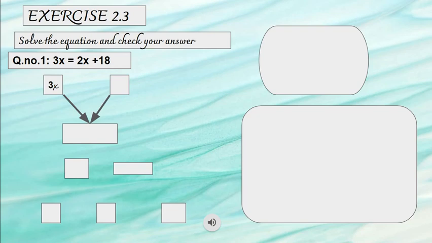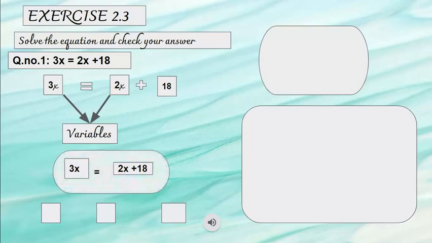Here, 3x and 2x both are variables. 3x is on the left side and 2x is on the right side. Now we have to move this right side 2x to the left side. It is positive there, so shift it into negative, means minus. Plus is there, it will change as minus.